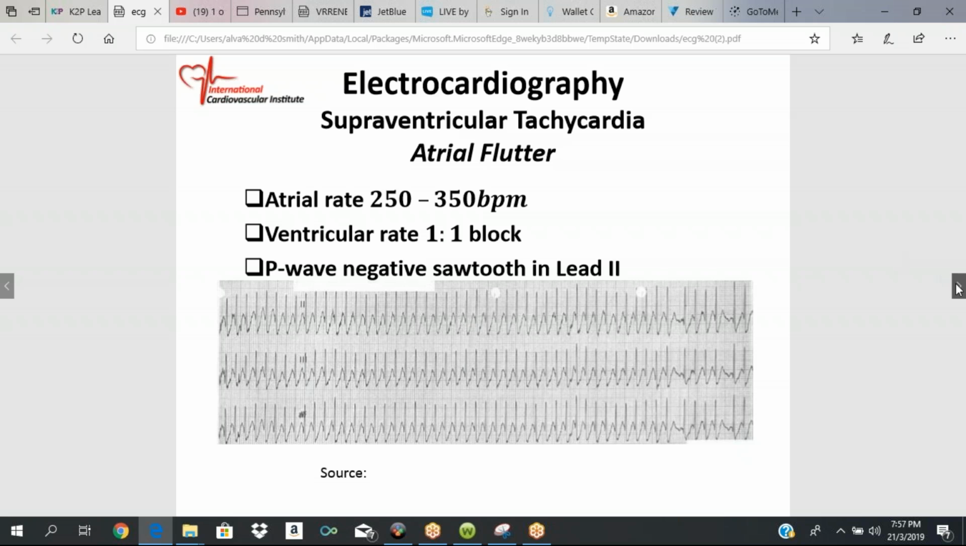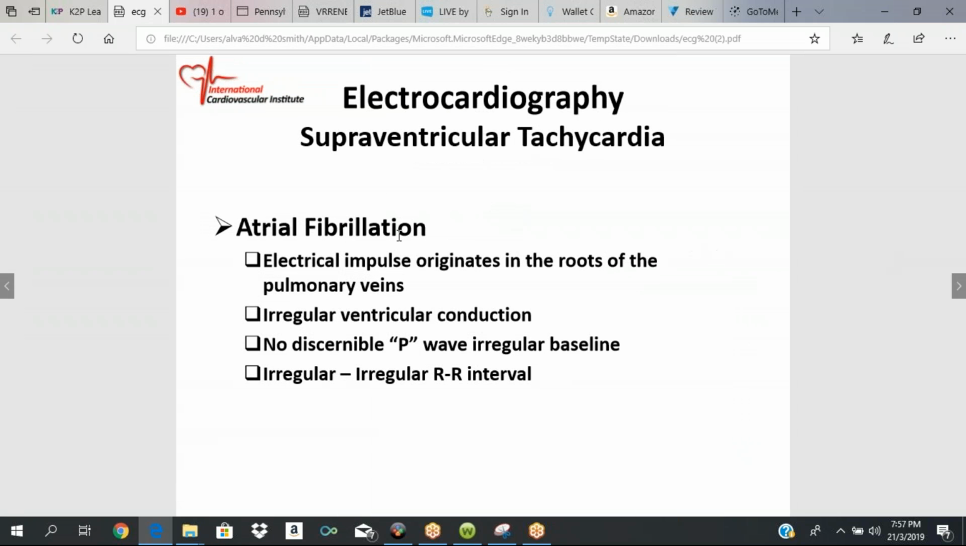All right, so we're going to look at atrial fibrillation. This is extremely common. So you have to know what atrial fibrillation looks like because these patients are going to come to the echo lab. The electrical impulse usually originates around the root of the pulmonary veins.